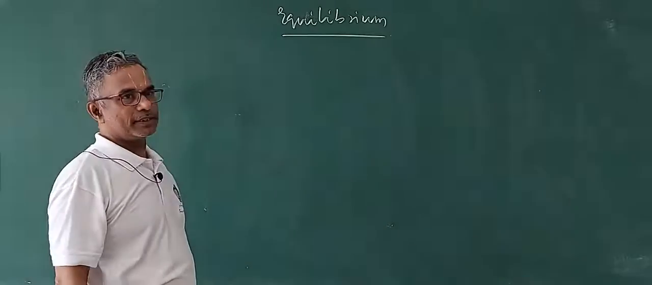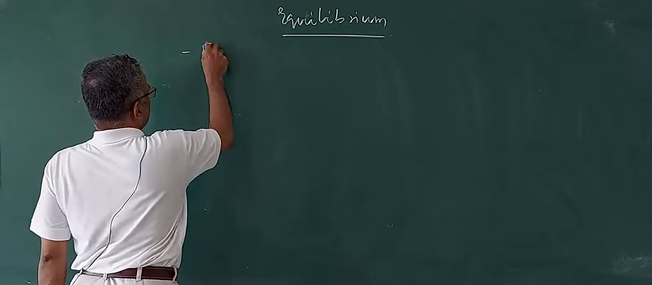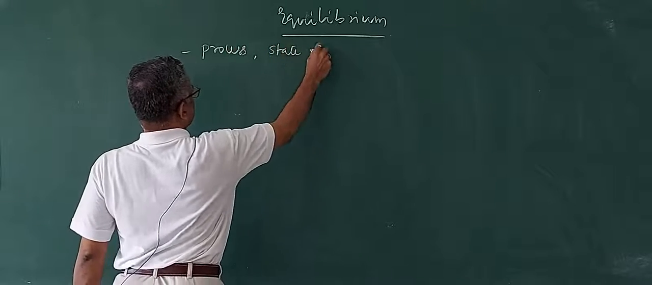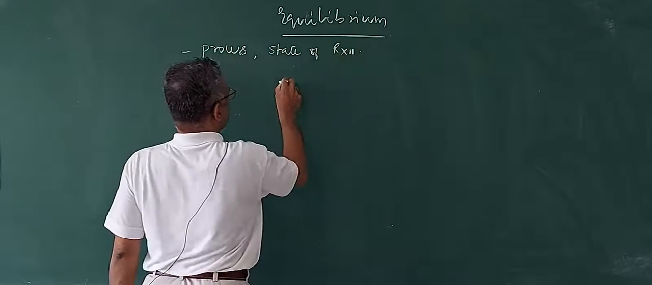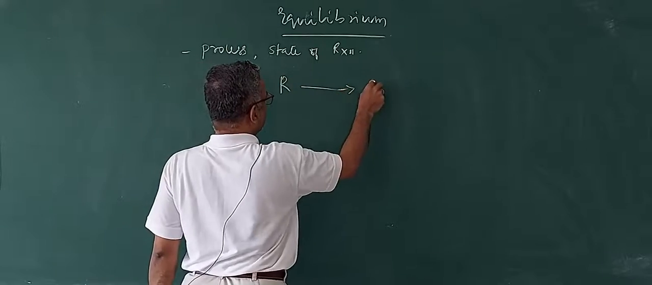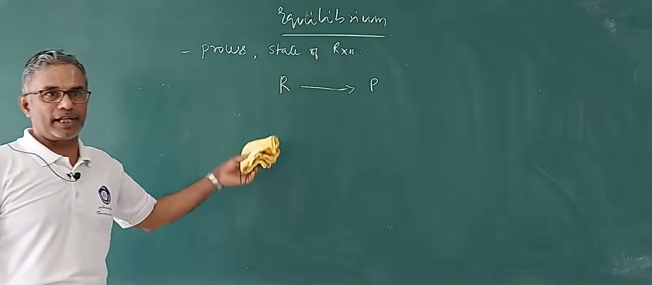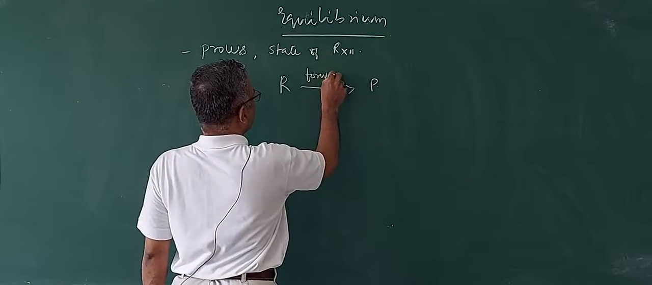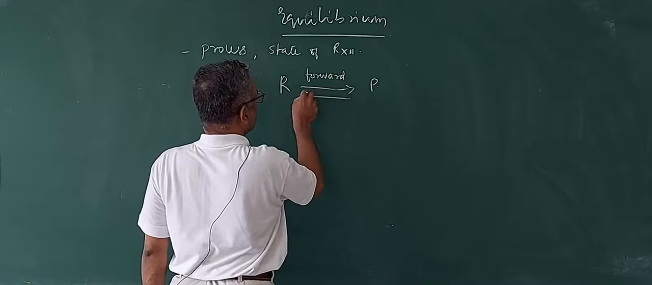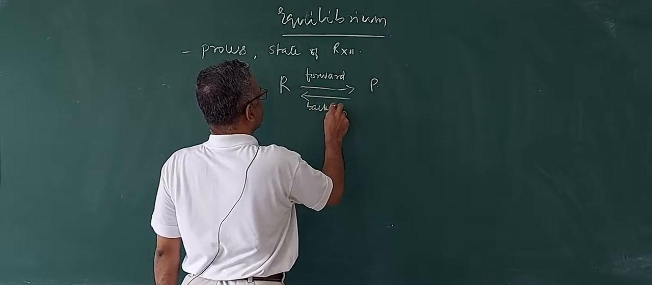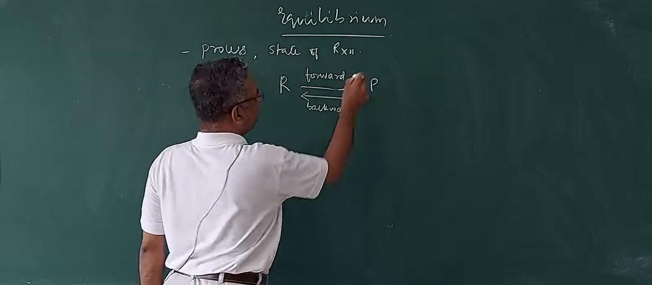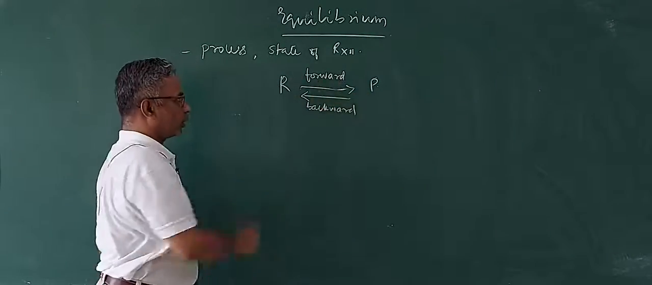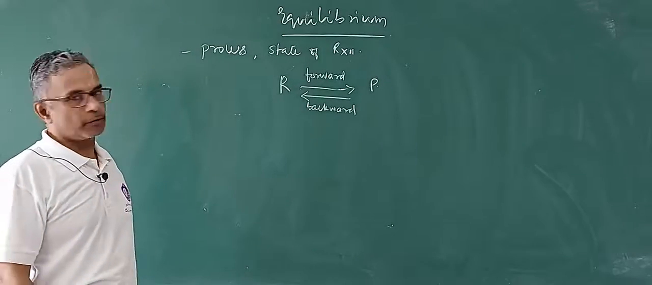So, equilibrium, you can say it is a process, or you can say it is a state of a reaction. Suppose you have a reactant going and forming products, if we consider a general reaction like this. Now this is called the forward reaction, and this is called the backward reaction. So, when the reactant goes to form the product, we call that the forward reaction. When the product is broken down to form reactants, we call that a backward reaction.